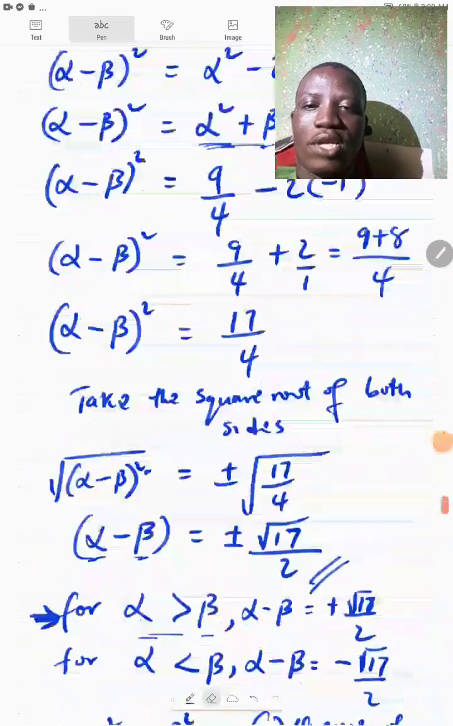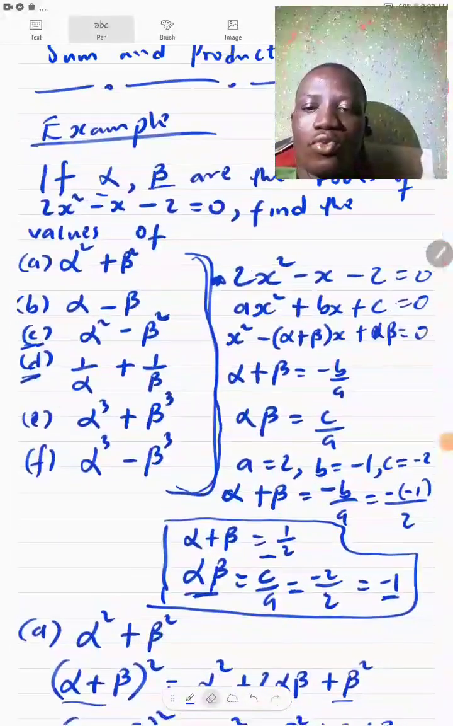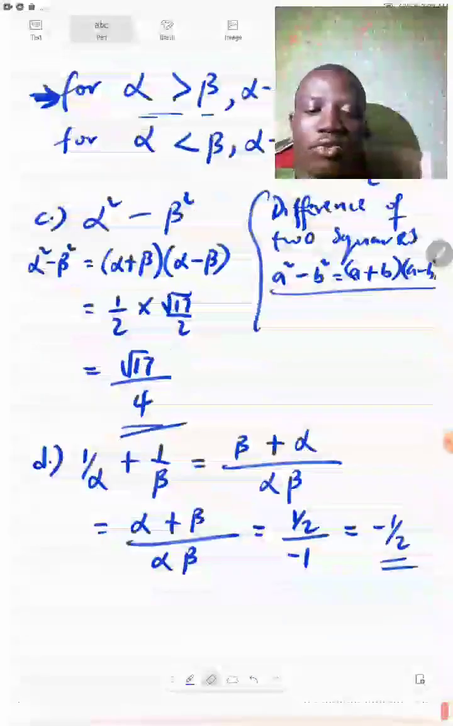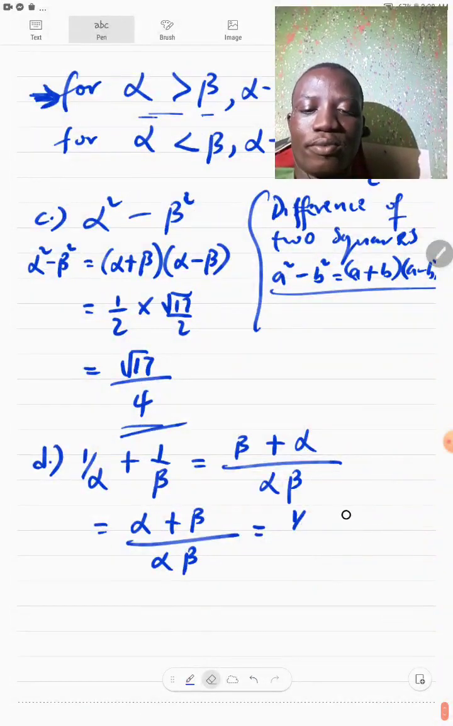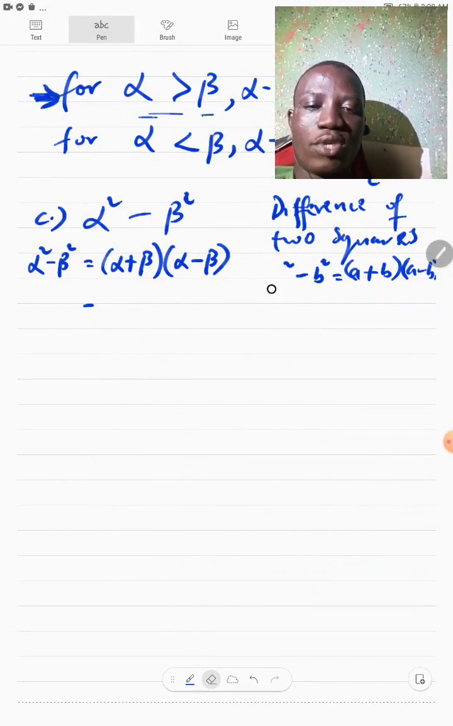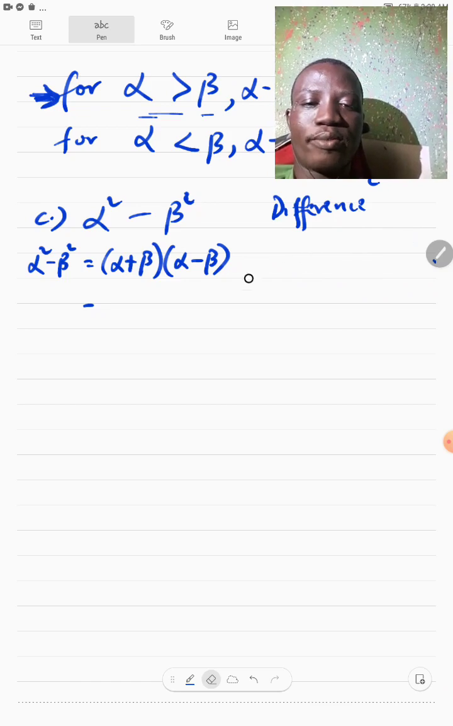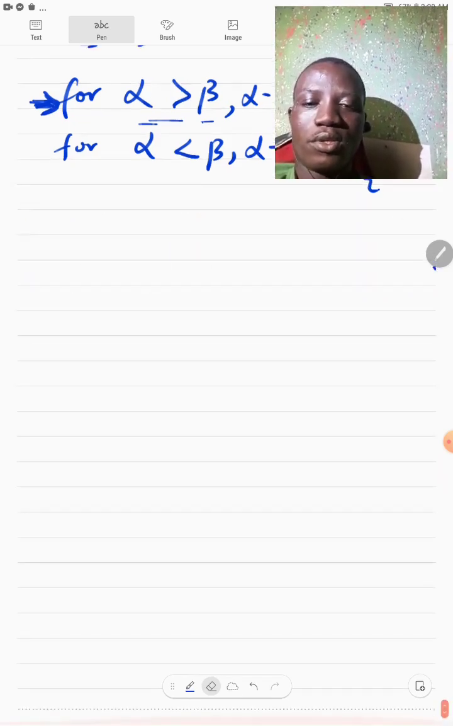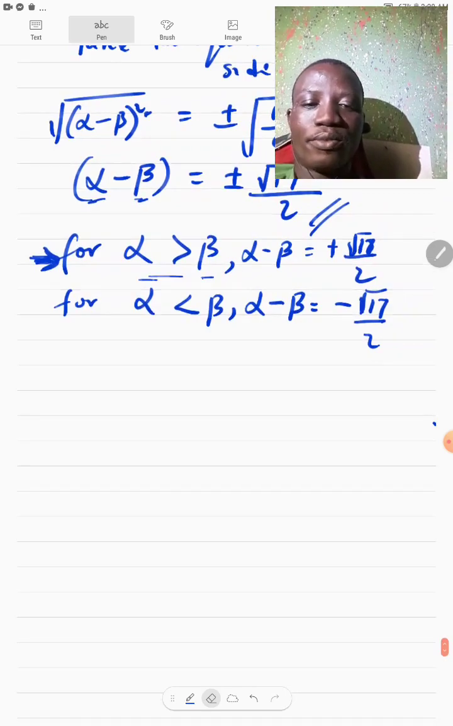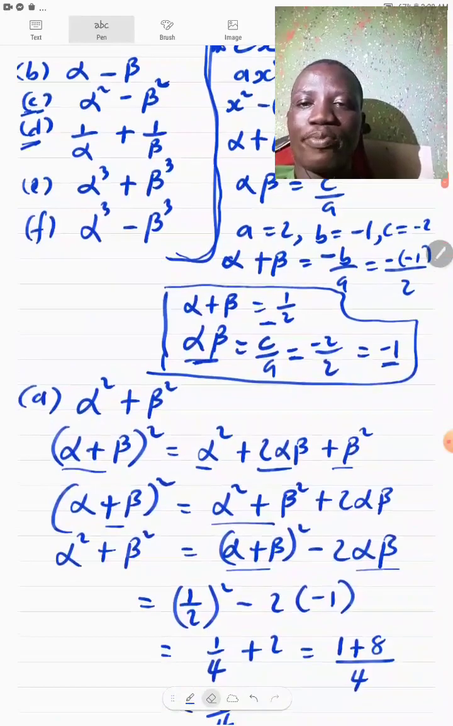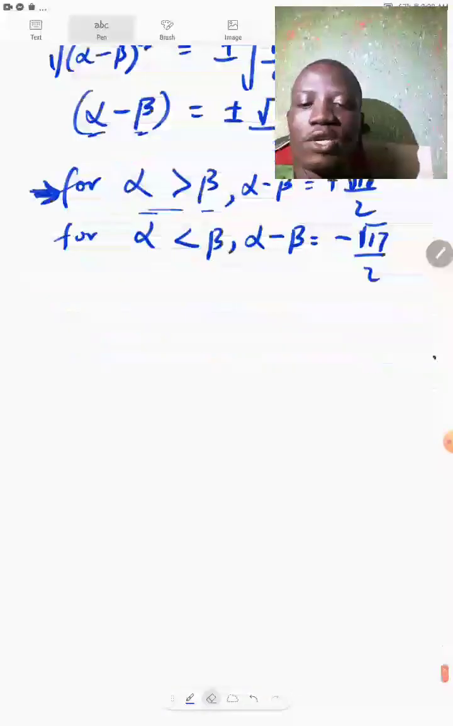So our next question, we have alpha cube plus beta cube. So let me clean some of the space here so that we can accommodate that. Okay, this place should be enough. All right, this should be enough. So we have alpha cube plus beta cube.